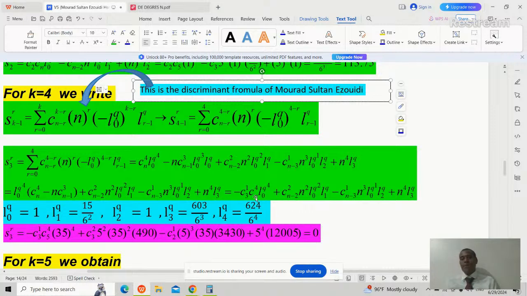hurry up. We told negative 3 choose 1 times combination n choose 4 times L0 for the q.